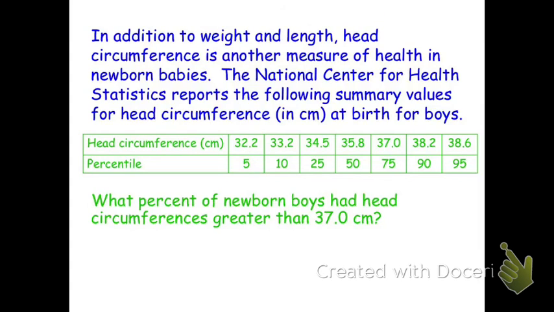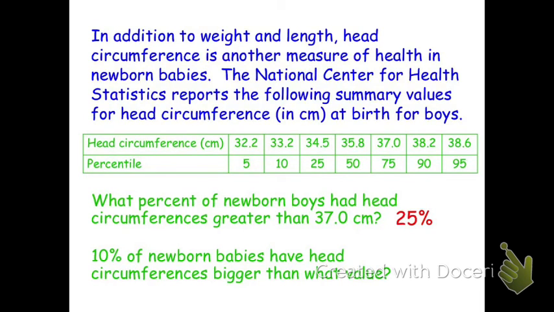what percent of newborn boys had head circumferences greater than 37? Yeah, we're talking about babies' head circumferences. 25%. If this is at the 75th percentile, how much percent was greater than that? 25%. Good. Your homework is to go home and ask your parents what your head circumference was when you were born.